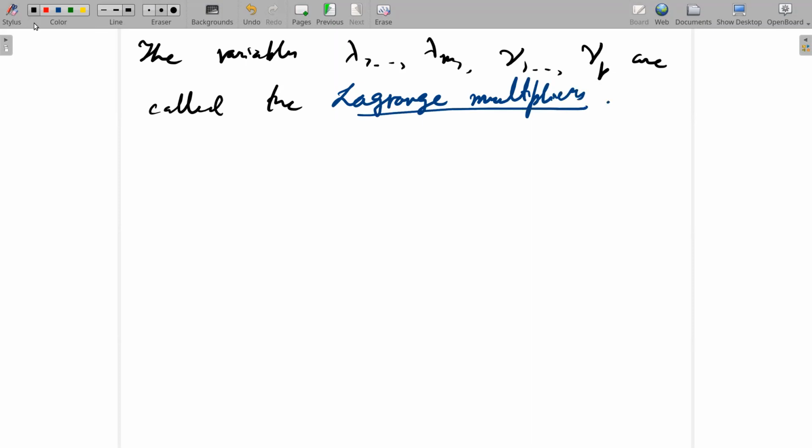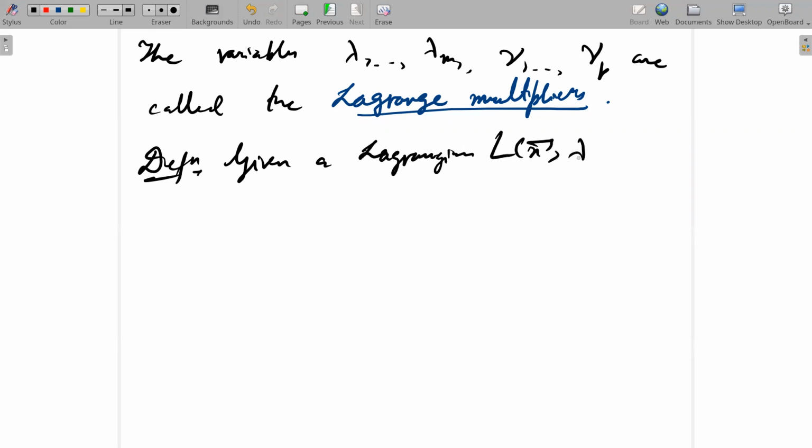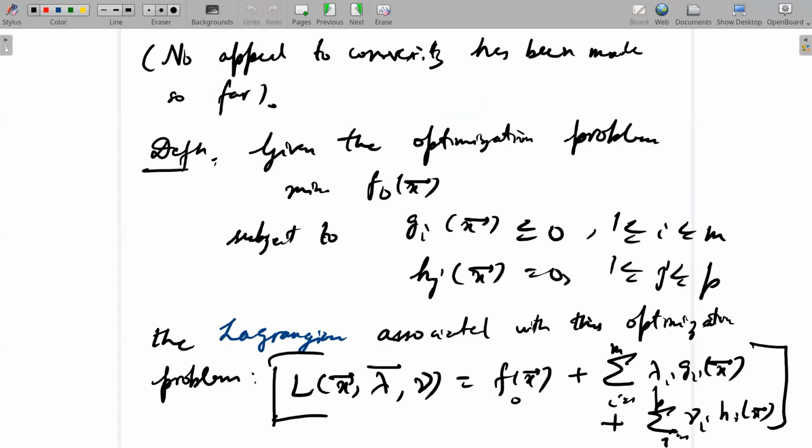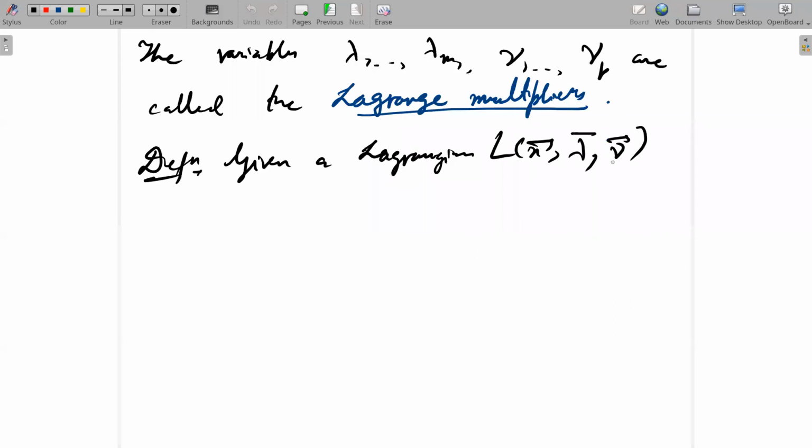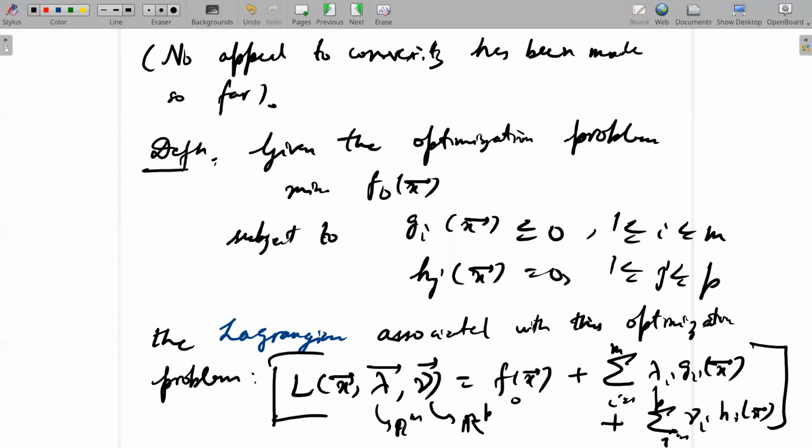All right. Before we move on to something more substantive, we need one more definition. So given a Lagrangian, that means you already have an optimization problem in mind, and from that you have constructed this Lagrangian. Yeah, I should put vector signs here, so these are vectors, I must remind you. Lambda 1 through lambda m is a vector in R^m, and nu is a vector in R^p. So m is the number of inequality constraints and p is the number of equality constraints.